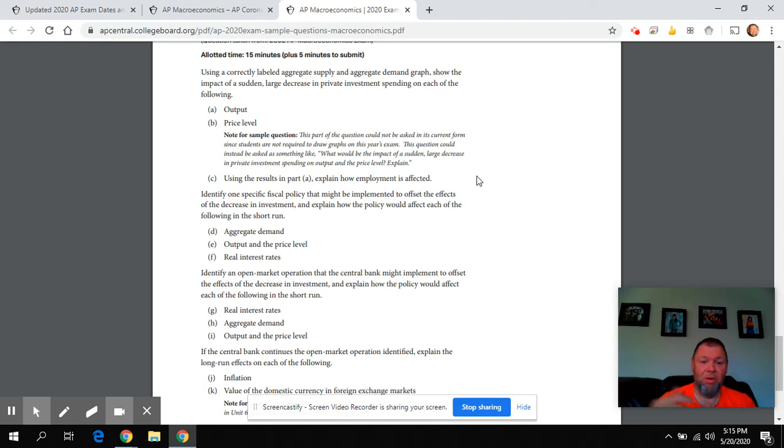So you could say increase government spending. What will happen to aggregate demand? Aggregate demand will increase because of the increase in government spending. Output and price levels will increase because aggregate demand shifted to the right, which raises both of those. Interest rates will increase because of crowding out. The government's spending more money, or even if they cut taxes, they're probably going to be running a deficit.